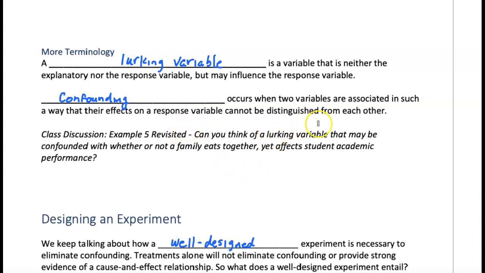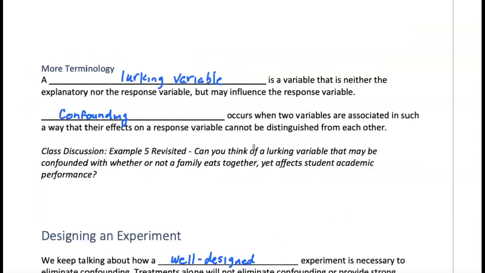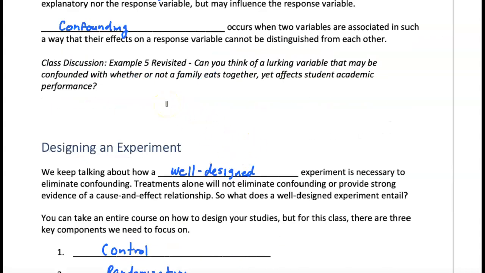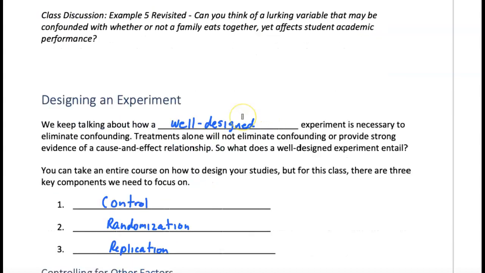Can you think of a lurking variable that may be confounded with whether or not a family eats together, yet affects student academic performance? That was in example number 5 here. When families eat together, eating together may really not be the thing that influences academic performance. It could be because parents have good jobs, which allow them to be home on time to eat. It could be income level. It could be where they live. There's a lot of things other than just eating together that could affect that. So keep that in mind with that discussion there.